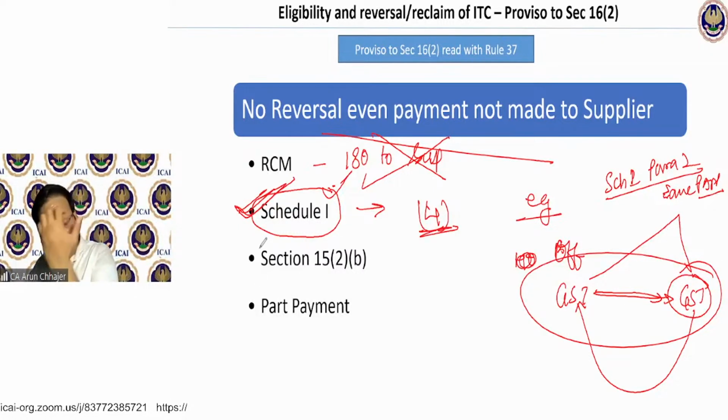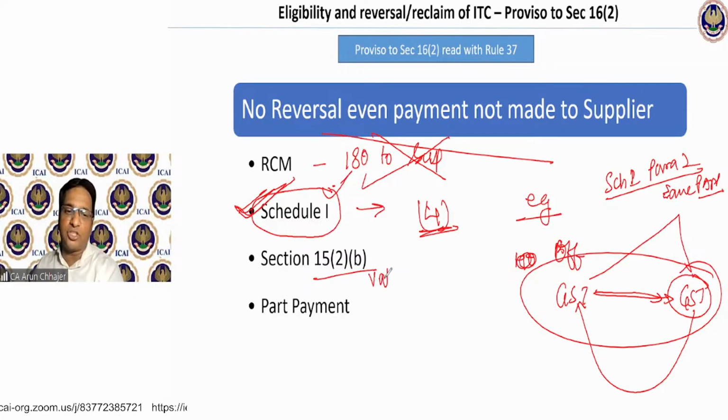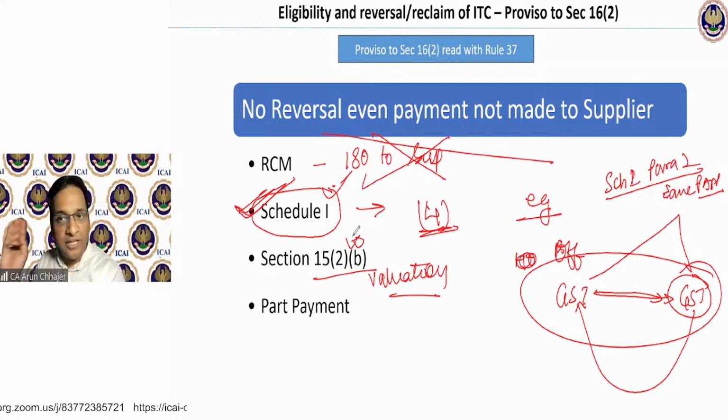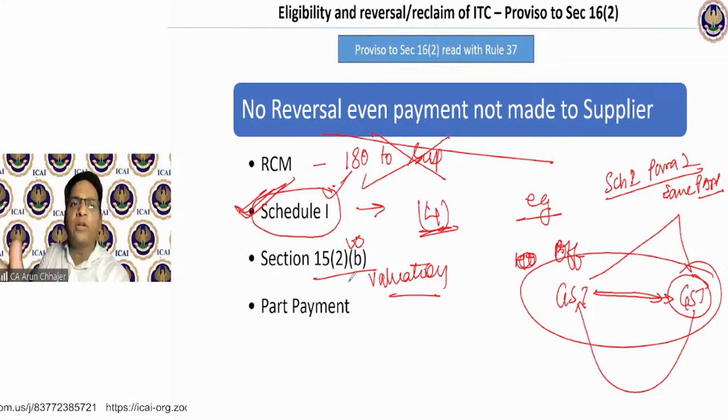Third is section 15 subsection 2 clause B in the valuation chapter. We discussed in the last class that 15(2)(b) applies when the payment is the responsibility of the supplier but has been paid by the recipient. In that case it will be added to the value, but to that extent the payment will never flow. So for that also, no reversal is required.